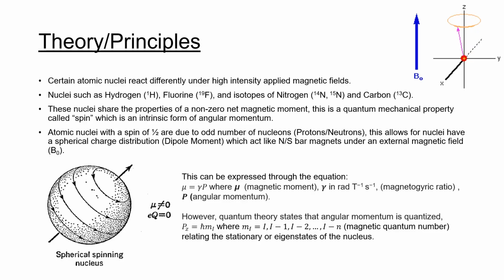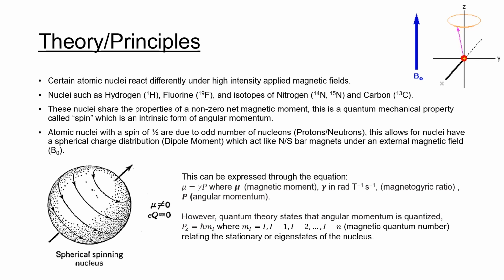So for the background, certain atomic nuclei react differently under applied magnetic fields. This is seen commonly in nuclei such as hydrogen, fluorine, and isotopes of nitrogen and carbon. They can occur in phosphorus and silicon as well. It's just dependent on the certain isotope that's used.